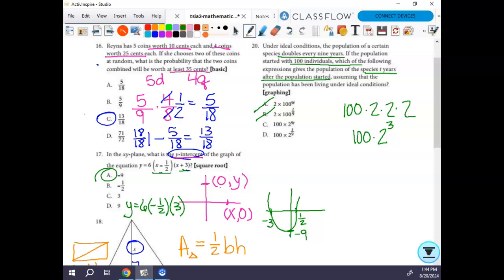Okay. So let me back up. I have 100 individuals, right? It doubles every 9 years. So this is 9 years. I'm going to multiply it by 2. And then in another 9 years, I multiply it by 2. In another 9 years, I multiply it by 2.